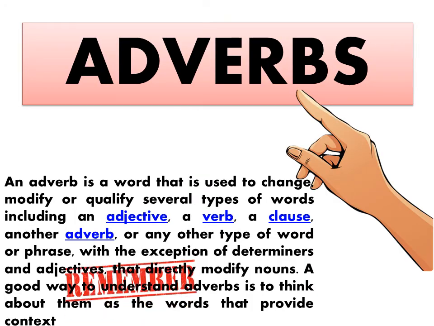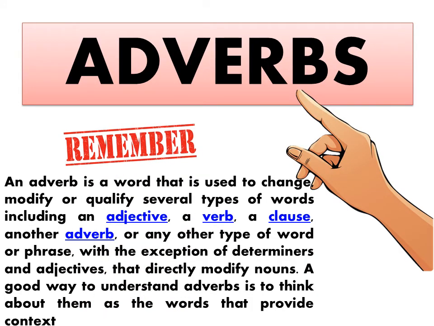Now, adverbs. Remember, an adverb is a word that is used to change, modify, or qualify several types of words, including an adjective, a verb, a clause, another adverb, or any other type of word or phrase, with the exception of determiners and adjectives that directly modify nouns. So, a good way to understand adverbs is to think about them as the words that provide context.